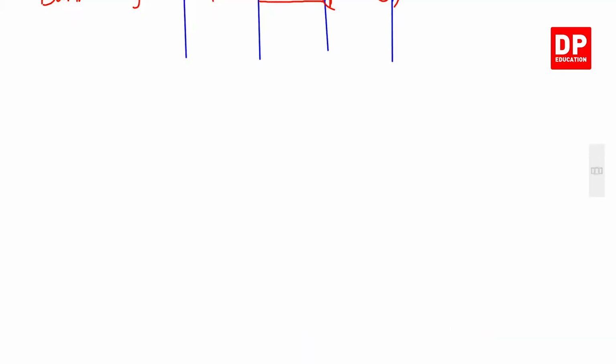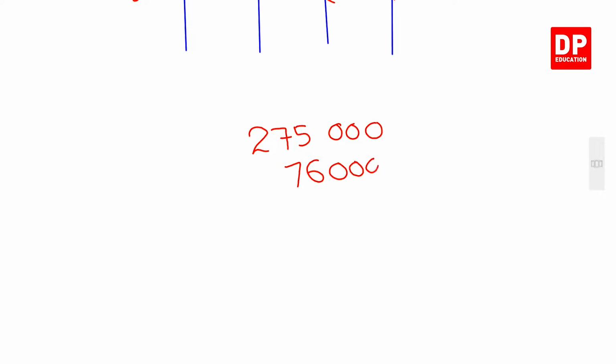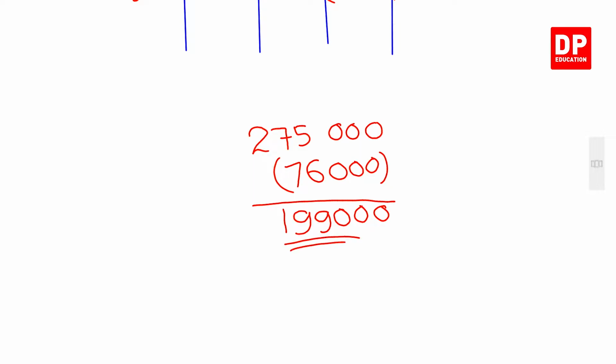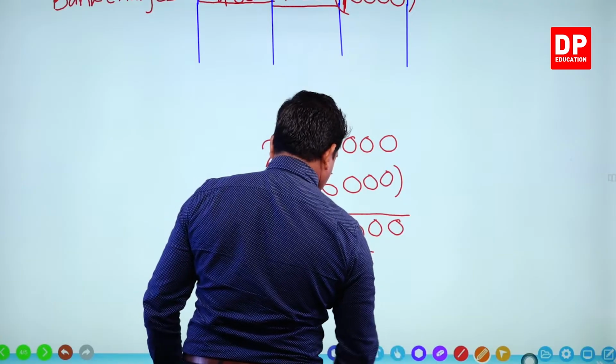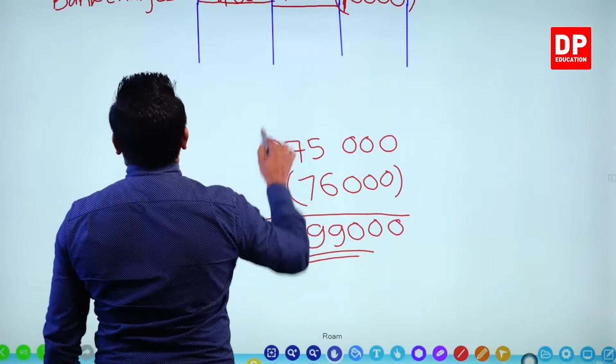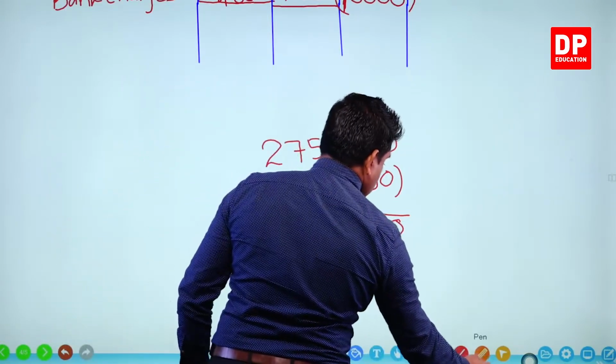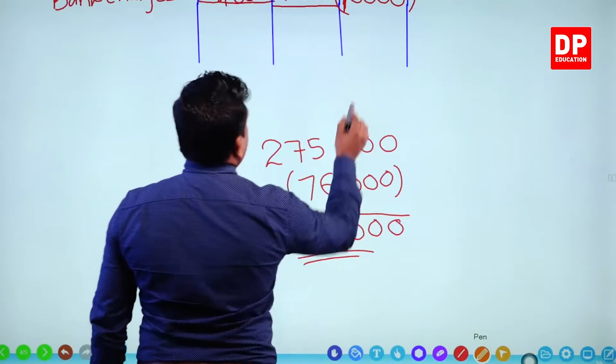You can do the calculation in a separate place. 275,000 minus 76,000, these are the expenses. So 199,000 is the net profit, right? Where do you write this answer? You write this answer here: 199,000.